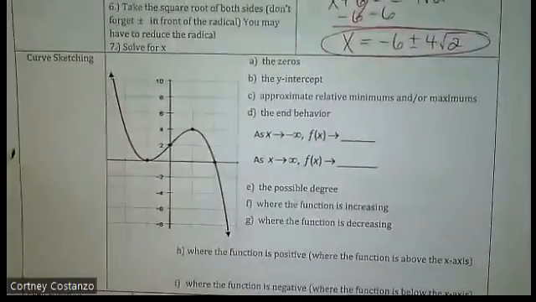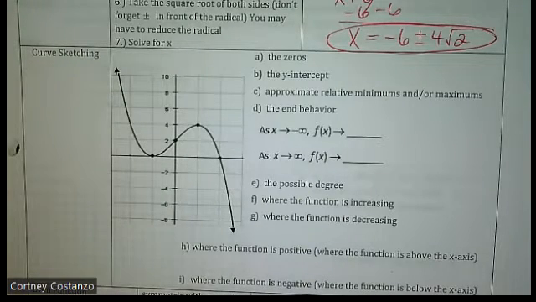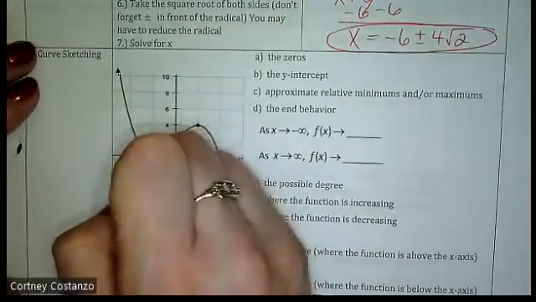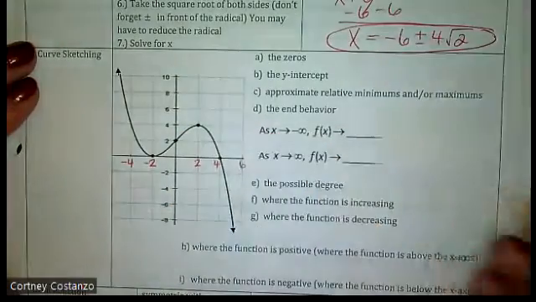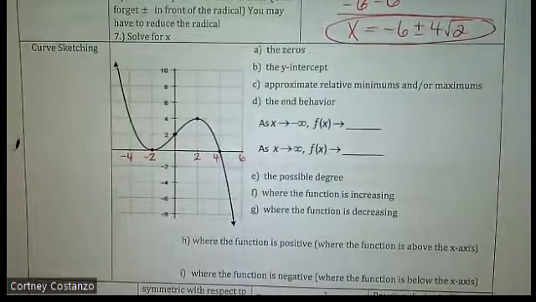Then we moved on to curve sketching. In curve sketching, we talked about even and odd degreed functions, what their end behavior was, what is a 0, what is the y-intercept, minimums, maximums, increasing, decreasing, positive, negative, all that good stuff. For this one, I'm going to make an assumption that if the y-axis is counting by 2s, the x-axis is also counting by 2s. It doesn't really label it for me, so I'm just going out on a limb here.